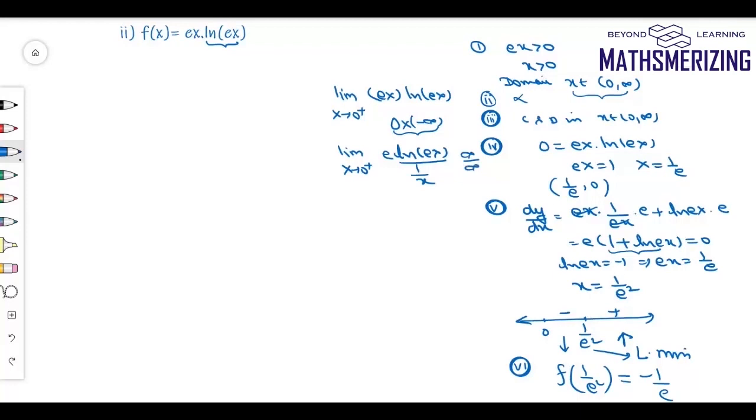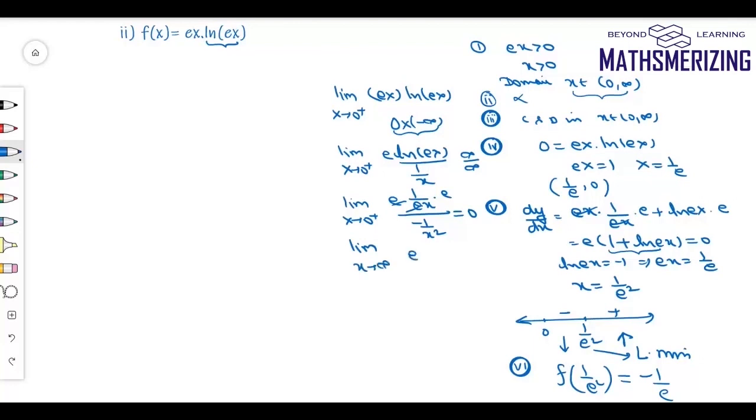Now I can use L'Hospital rule. So I'll differentiate numerator and denominator separately. So limit x tends to 0 positive, it is 1 upon x, and the denominator is minus 1 upon x square. If I solve it, I'll get this limit as 0. So when x tends to 0, the limiting value of this function is 0.